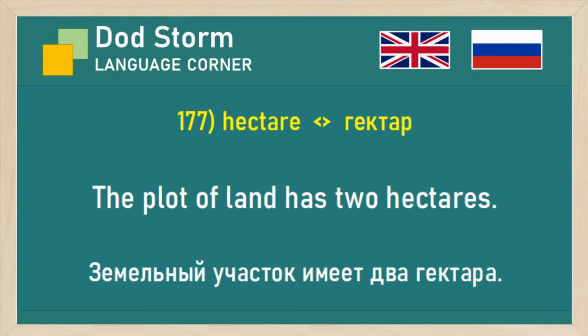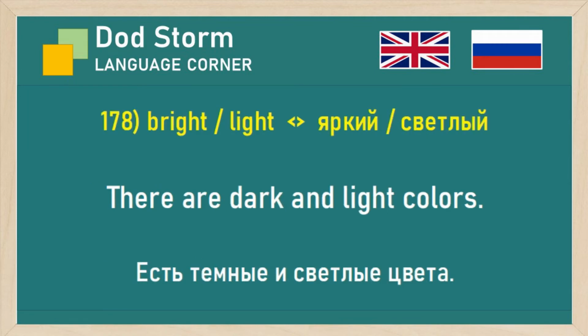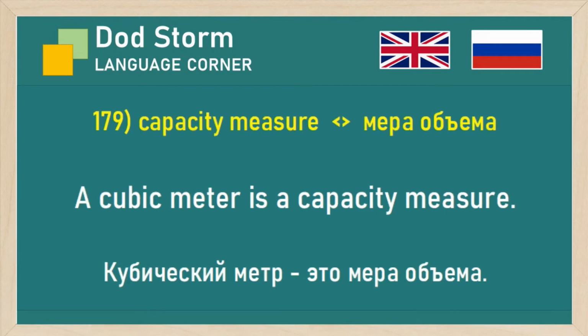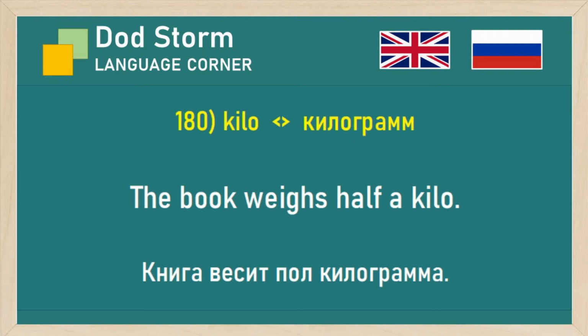The plot of land has 2 hectares. There are dark and light colors. A cubic meter is a capacity measure. The book weighs half a kilo.